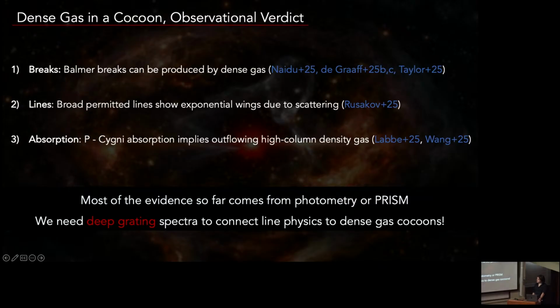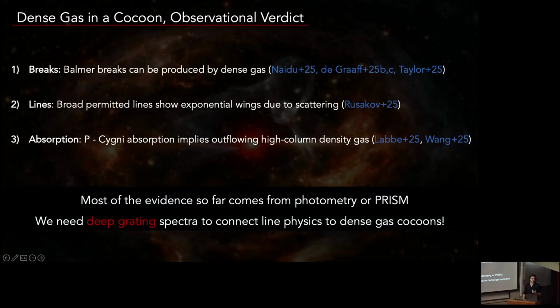The lines, they're broad, right? The permitted lines are broad, but the line profiles might not be simple Gaussian, right? If you have enough signal to noise in the data, you can actually fit them much better with an exponential. That is another piece of evidence that points towards the scattering in the dense gas medium. And the last thing is absorption. So we see P-Cygni-like profiles with blueshifted outflows, which is again a signature of something that is quite dense surrounding these objects.